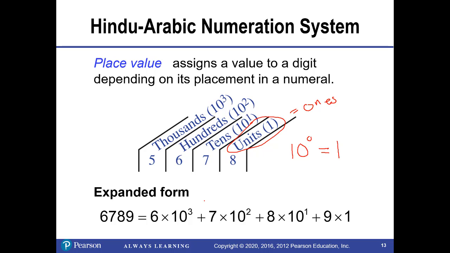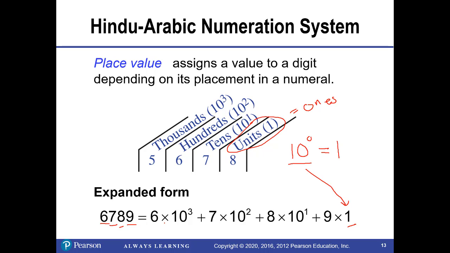When we write a number in expanded form, we write the digit times the place value. So for 6,789, we would have 6 times 10 cubed, because it's in the thousands place, plus 7 times 10 squared, because it's in the hundreds place, plus 8 times 10 to the first, because it's in the tens place, plus, I would prefer this to be 10 to the 0, but we also see times 1, because 9 is in the ones or the units place.